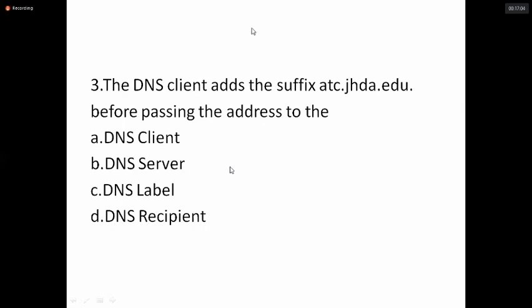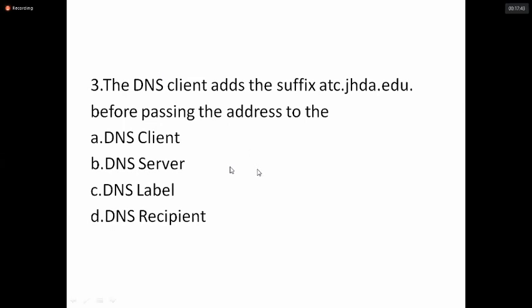Let us move on to the third one. Please read the question properly. The DNS client adds the suffix atc.jhda.edu before passing the address to dash. Whether it is to a client, a server, a label or a recipient. Server, ma'am. Is it correct? Yes, it is correct, DNS server. Fine, so next I'll go.